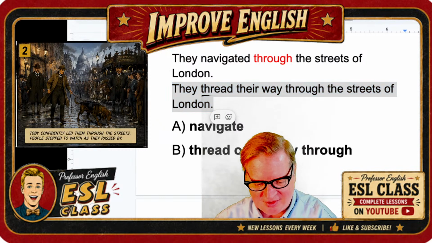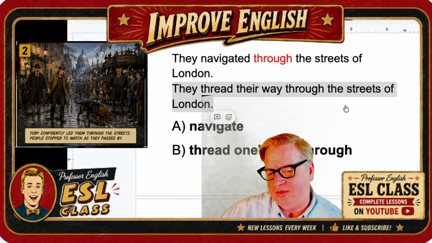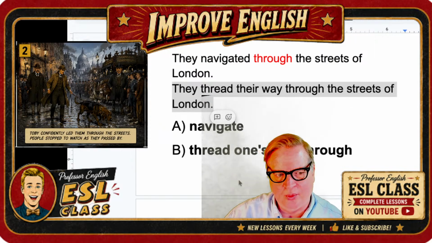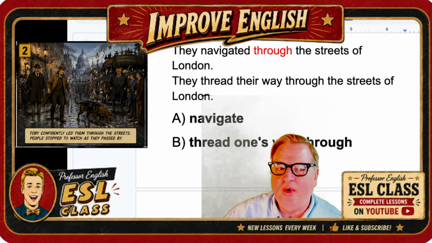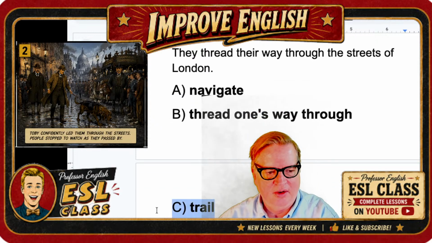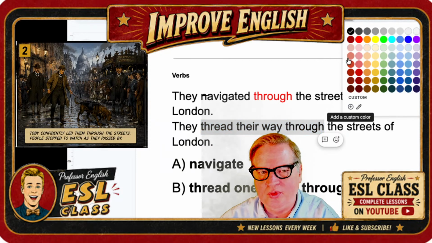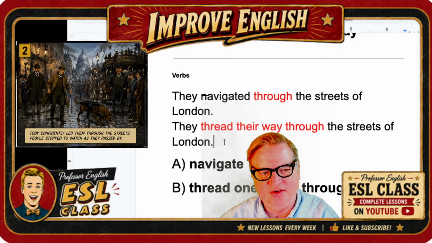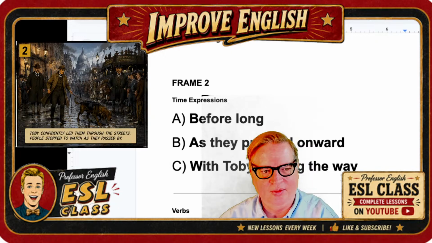I'm going to put that sentence here for you to see. Can you say the sentence and pay attention to the key words, the words that you want to emphasize? Let's accentuate the really important words. They thread their way through the streets of London. Thread, through, streets, London. They thread their way through the streets of London. Okay. I don't think we'll use trail. Let's just stop here with thread their way through. And which one do you like more? Do you like they navigated through the streets of London, or do you like they thread their way through the streets of London? We'll stick with thread. They thread their way through the streets of London.